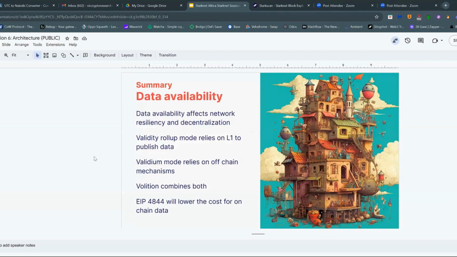So data availability, in summary, affects the network resilience and the decentralization. We've looked at the different approaches. We have the validity rollup, which relies on layer 1 to publish the data. A good example is Starknet. Validiums rely on off-chain mechanisms. And we also have a hybrid between the two, which is called volition. We also covered the Ethereum improvement proposal 4844, which will lower the cost for on-chain data.